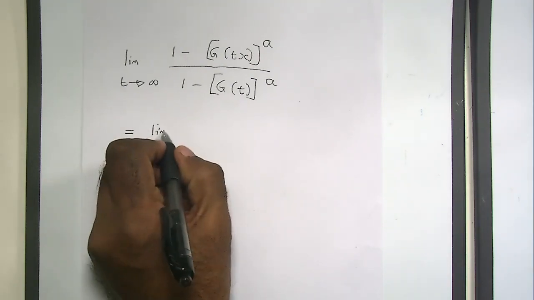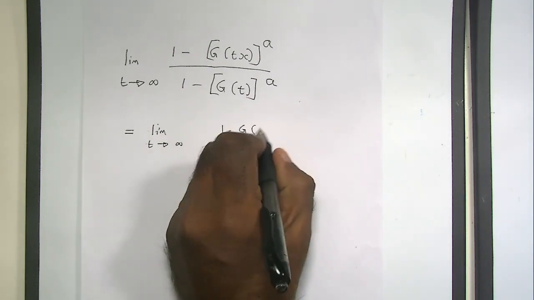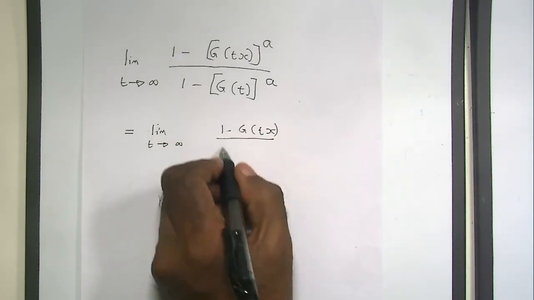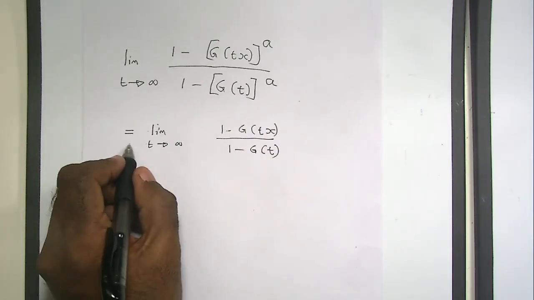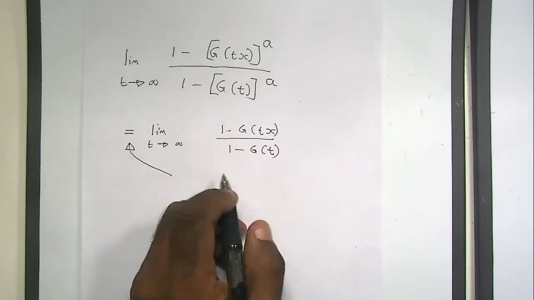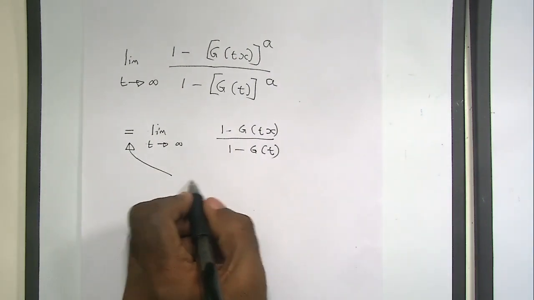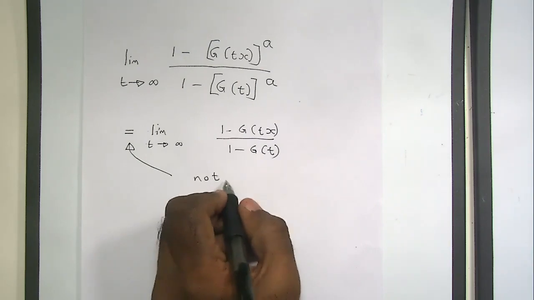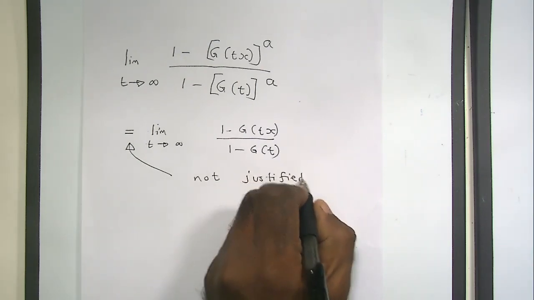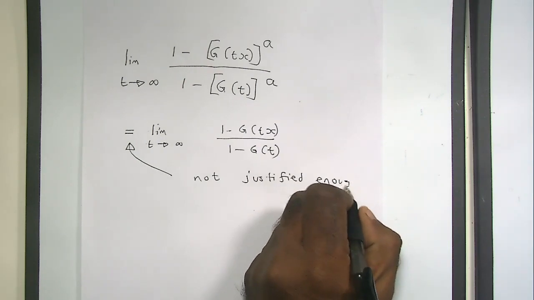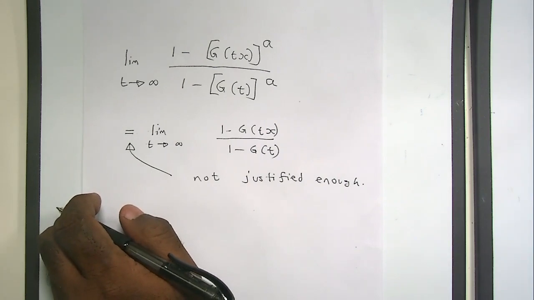you can say that this is okay to say, but if you say this is equal to this, I would consider this as not detailed enough. I mean, not justified. I would consider this as not justified enough, right?